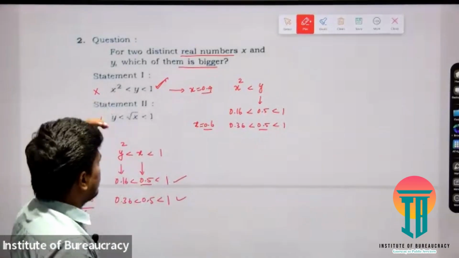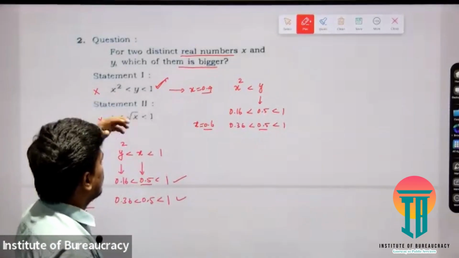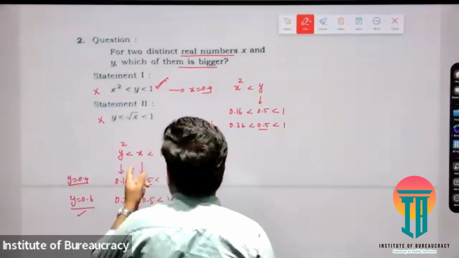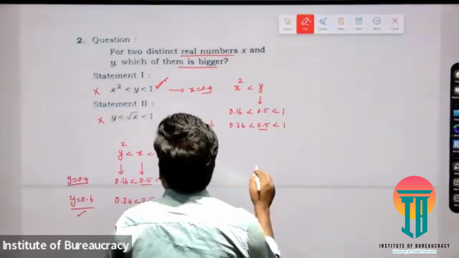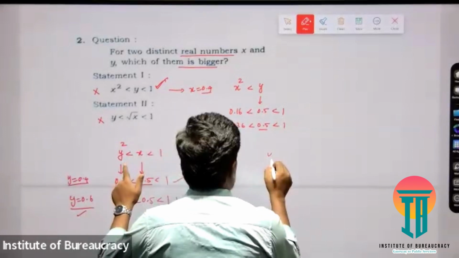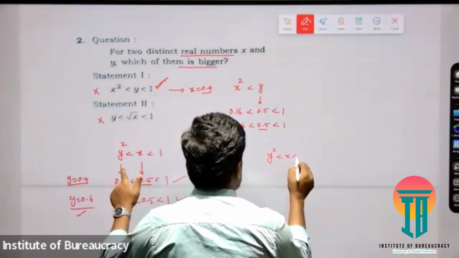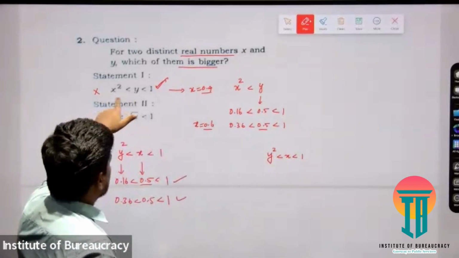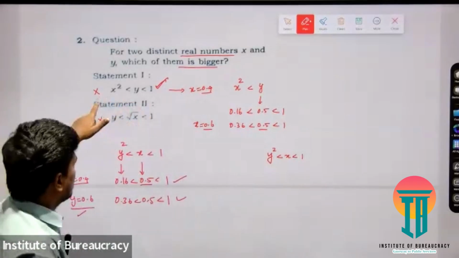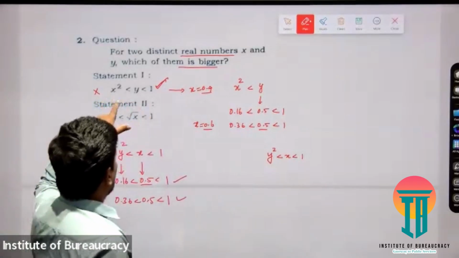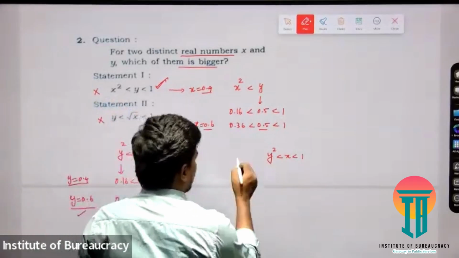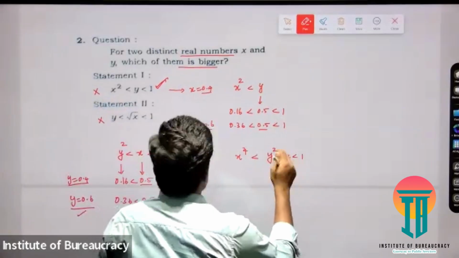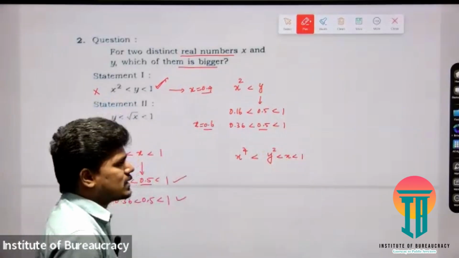Now individually we cannot take and answer the question. Therefore now we are going to combine. If we combine these statements, can I answer? If I combine, what do I have here? y square less than x less than 1. If I want to get y square, you just square one more time on all sides. So x power 4 less than y square less than 1 will come. Therefore, it is x power 4 less than y square, and y square less than x, that is going to be less than 1.